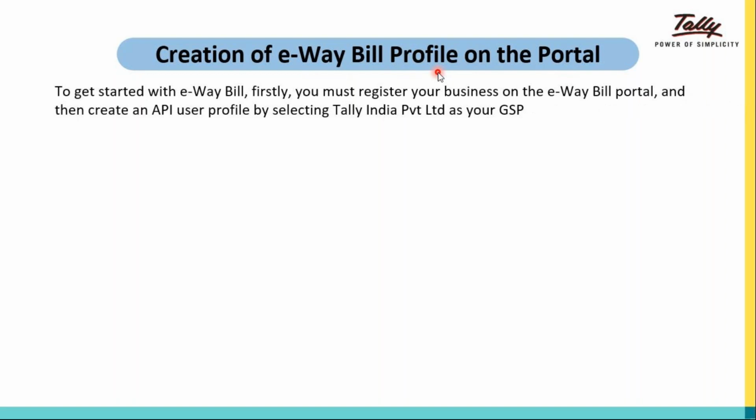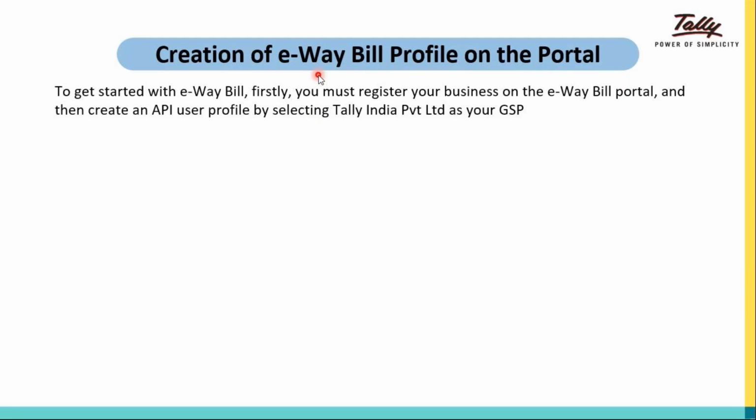To get started with e-way bill, firstly you must register your business on the e-way bill portal and then create an API user profile. I was telling you about API, that is application program interface, by selecting Tally India Private Limited as your GSP. Now I'll tell you what this GSP is. GSP is GST Suvidha Provider, which in Hindi means who is providing you this service. Now I'm using an API here, that means I'm using a software to generate this e-way bill.